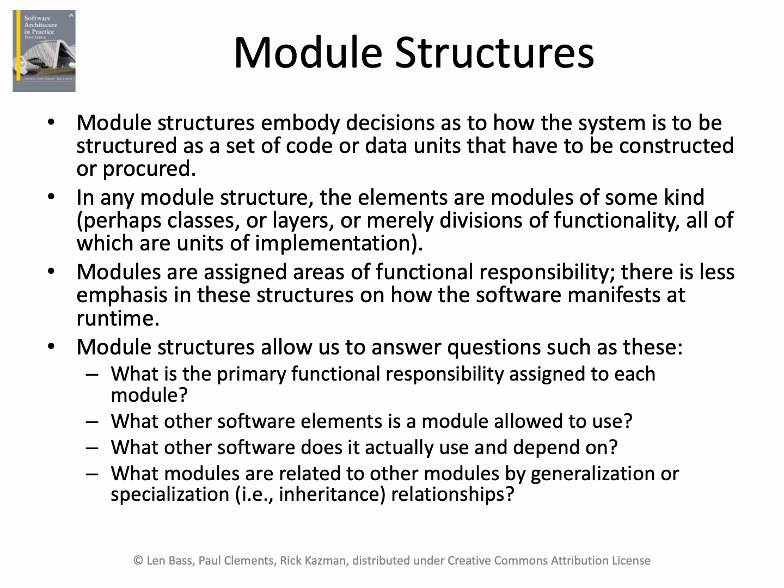The module structures, as we discussed earlier, embody decisions as to how the system is to be structured as a set of code or data units that have to be constructed or produced. In many module structures, the elements are modules of some kind, perhaps classes or layers, or merely divisions of functionality, all of which are units of implementation. Modules are assigned areas of functional responsibility. There is less emphasis in these structures on how the software manifests at runtime.